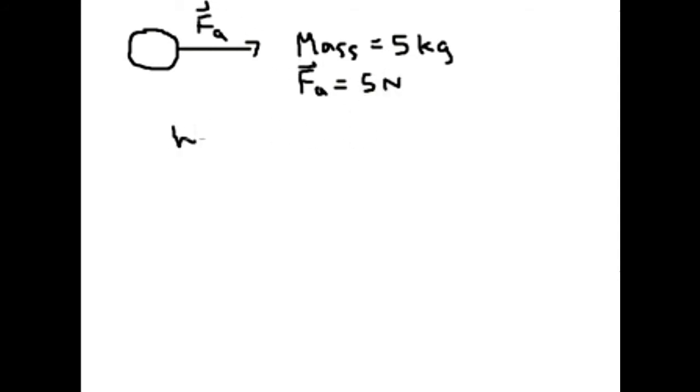In this example, we have a force F acting upon a soccer ball with a mass of 5 kilograms. This force has a magnitude of 5 newtons. The arrow above the F simply tells us that the force is being applied in some direction. To demonstrate our understanding of Newton's second law, let's calculate the net acceleration.